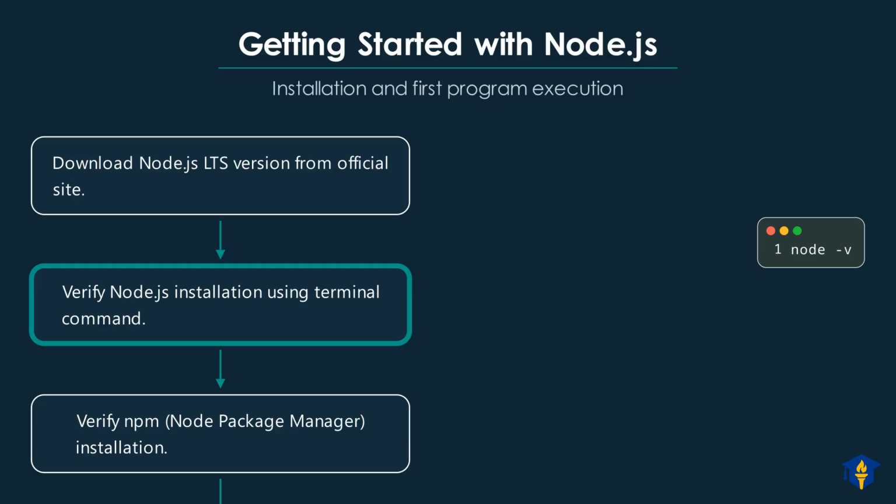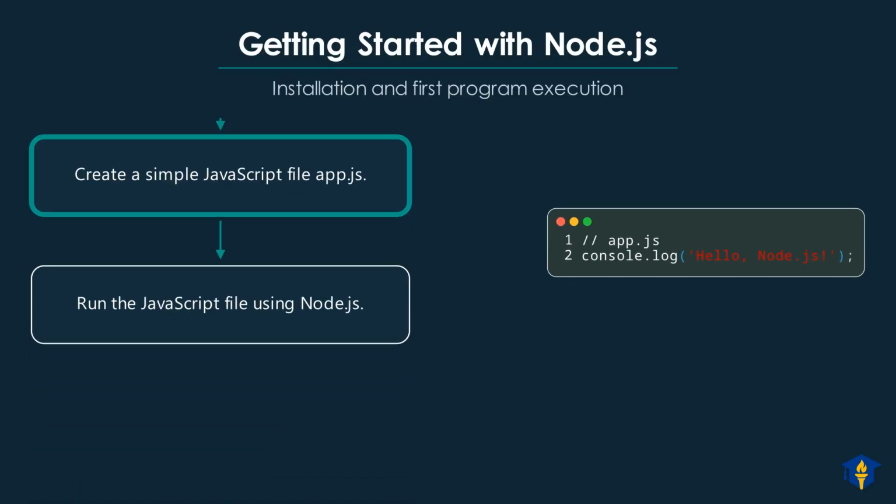After installation, verify that Node.js is correctly set up on your system by using a simple terminal command. Type node -v in your terminal and it should display the installed Node.js version. It is also important to verify the installation of npm, Node Package Manager, which comes with Node.js. Use the command npm -v to confirm its presence and version, as it is crucial for managing packages.